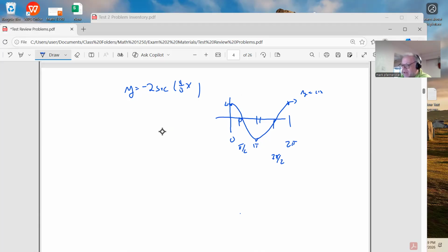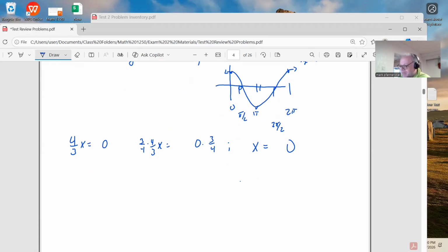So we can say, okay, I would like 4/3 x to be 0. What does x have to be so that 4/3 of x is equal to 0? So we're going to multiply both sides. We're going to say that we have 3/4 times 4/3 x is equal to 0 times 3/4. This goes off to say x is equal to 0 times 3/4 is, of course, 0. So one of the points is going to be 0.